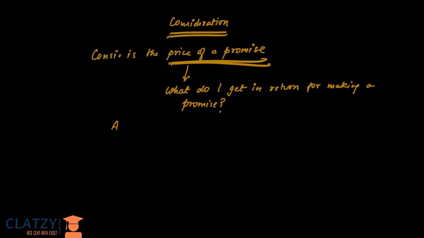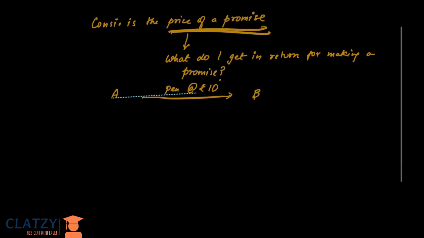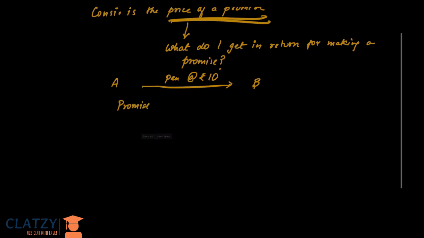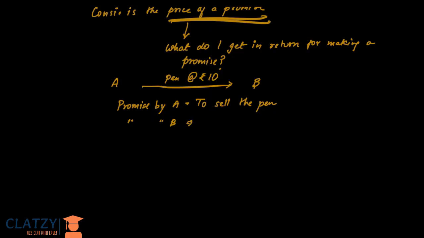And we had seen one example, A and B example, where A had offered to sell his pen to B at rupees 10. Promise made by A here is to sell the pen. Promise by B is to pay rupees 10. All right. Now, what is the price of this promise? Price of the promise made by A here is rupees 10, because when A makes a promise to sell the pen to B, what does A want in return?